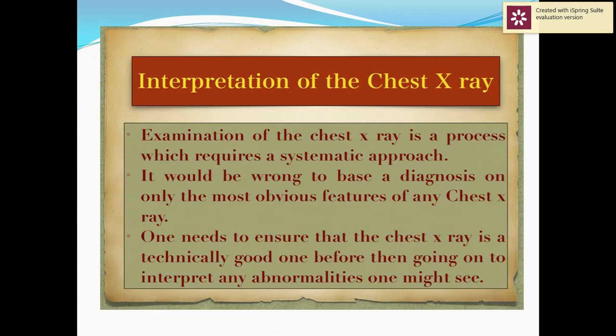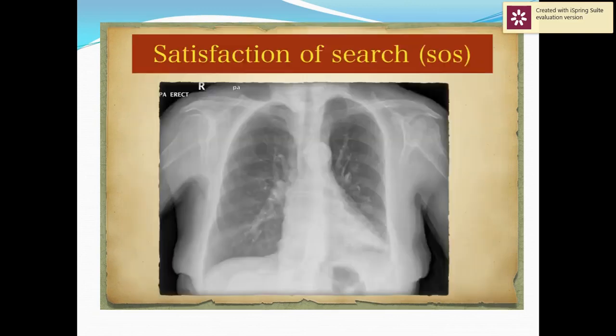Interpretation طبعا. Examination of the chest X-ray process requires systematic approach. لازم يكون A, B, C, D because of wrong diagnosis based on only if you concentrate in the only obvious feature in the chest X-ray وبالتالي you can miss a lot of information. And you should need also to satisfaction of search.